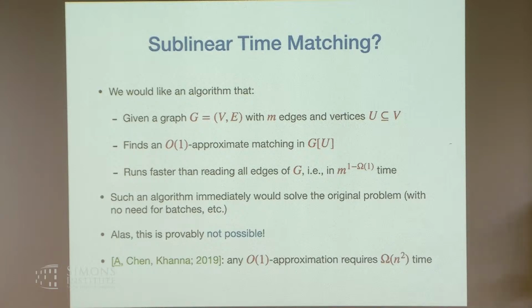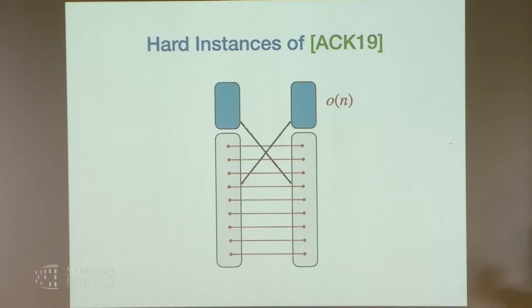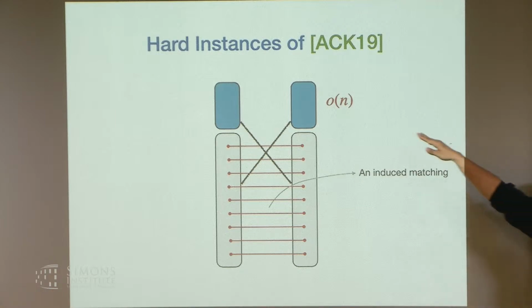In fact, a couple of years ago with Sanjeev and you, we proved that you cannot get an order 1 approximation to matching in less than n squared time. You have to read the input, or omega m time. So we cannot do that. And the important thing is that in these hard instances, there are some small cliques at the top that are connected to all the vertices, and then there is this large induced matching here. I want you to have this picture in mind. These instances are only hard because there's this large induced matching here.